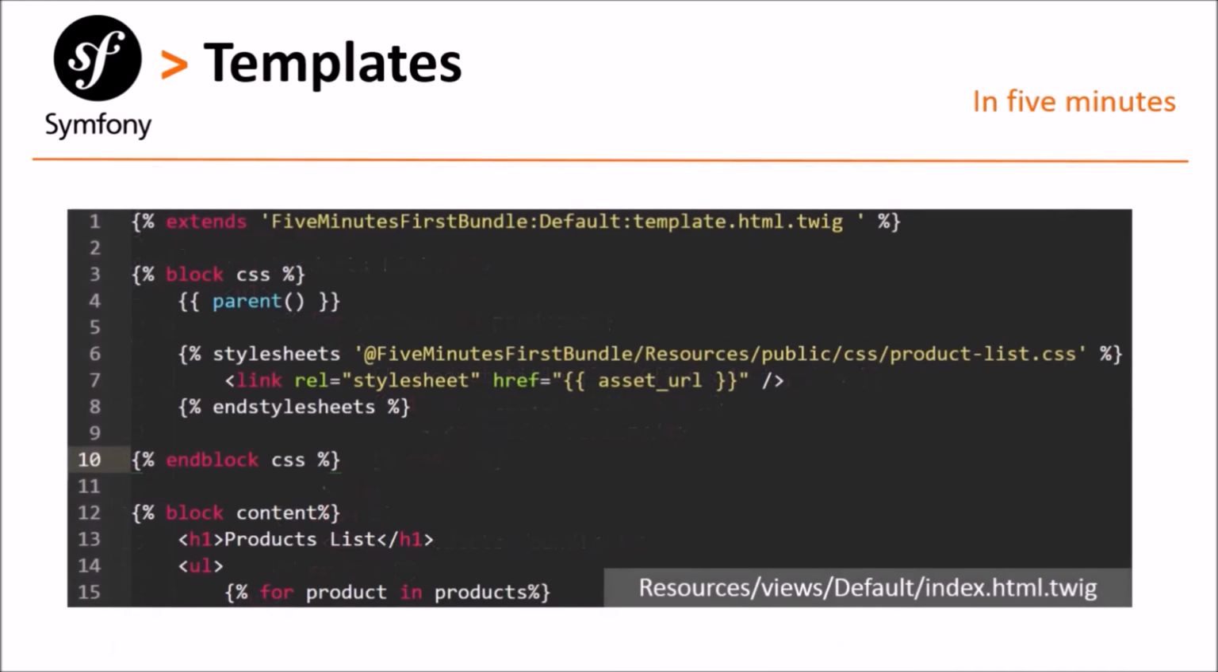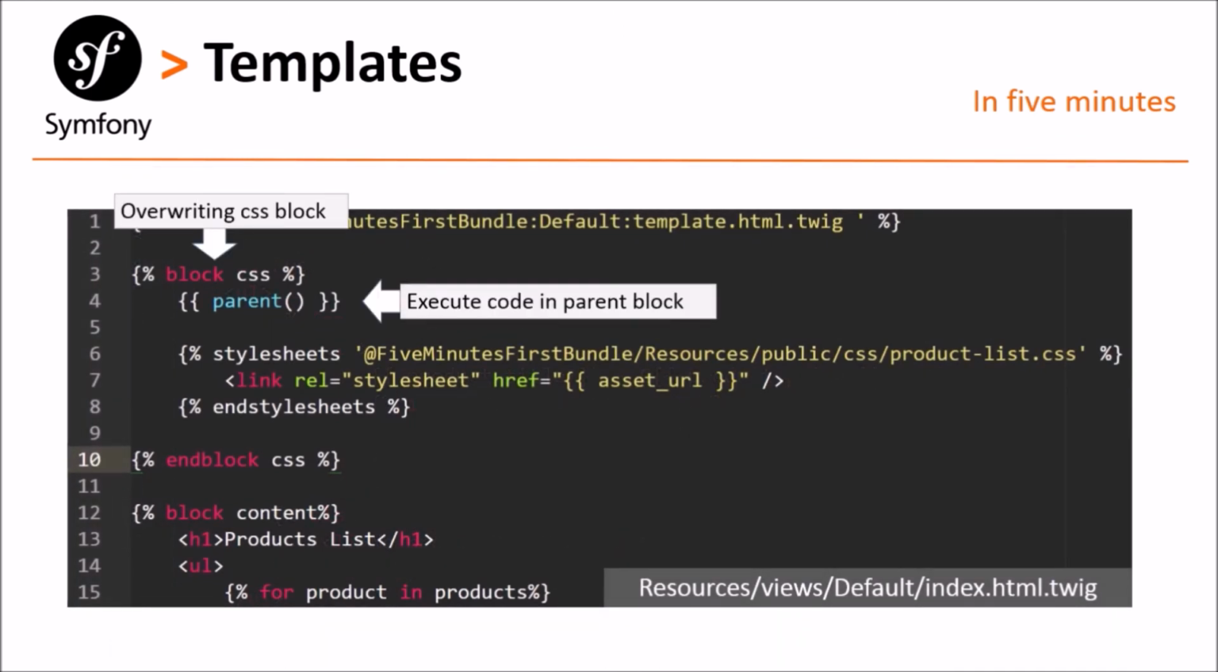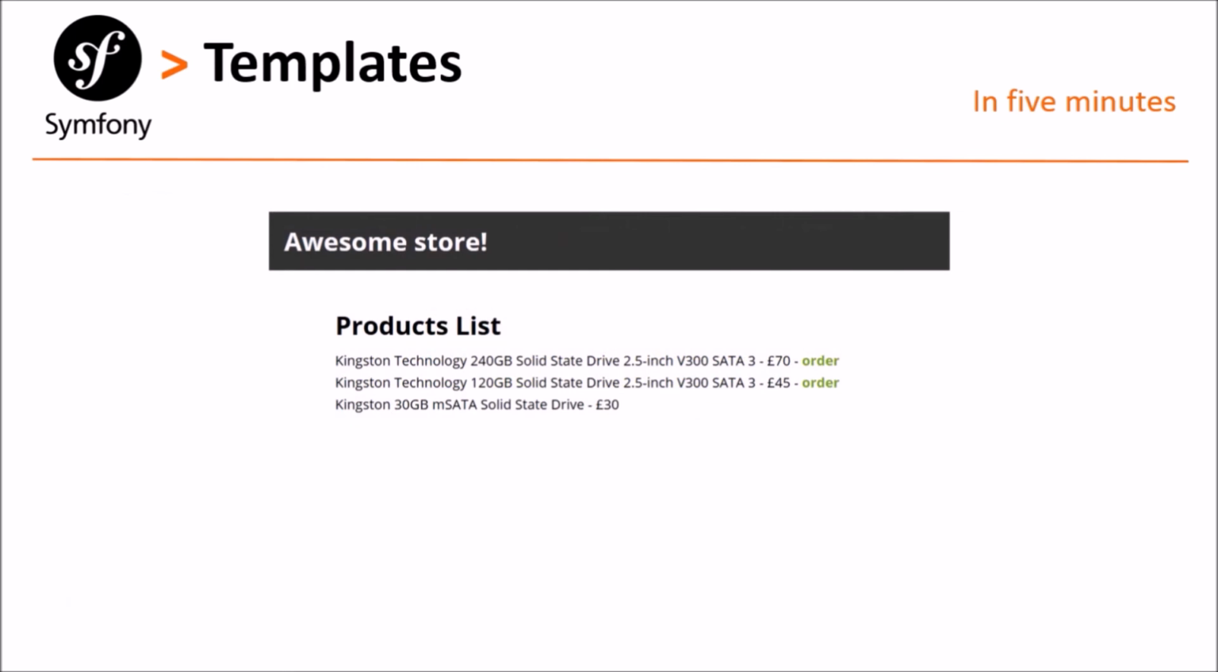First thing we did was overwrite the CSS block. Then we use the special construct called parent. This will tell Twig to execute and include the content from the parent block. Finally, we add our own CSS declarations, as we have seen before. And this is how the product list looks now.